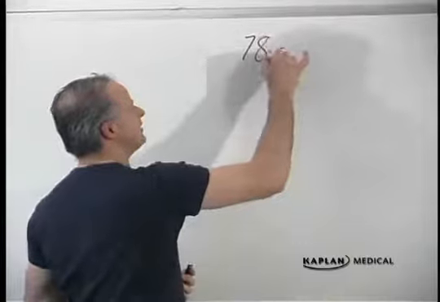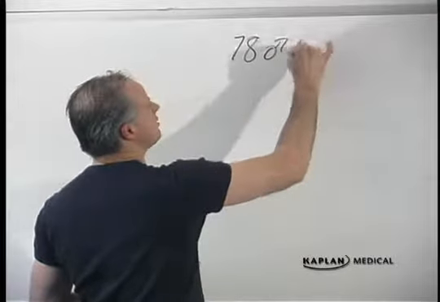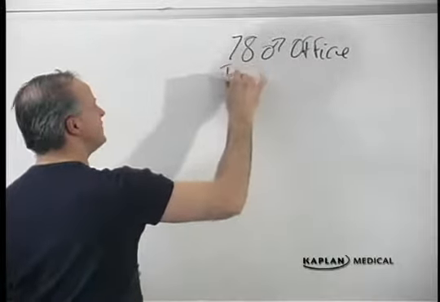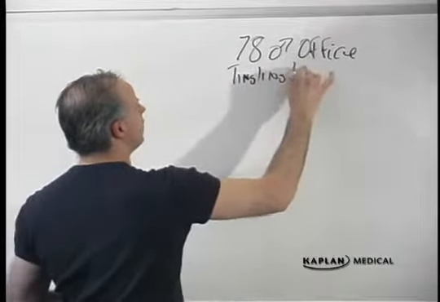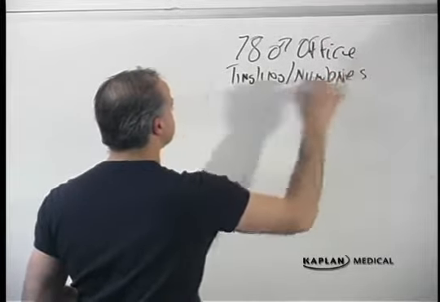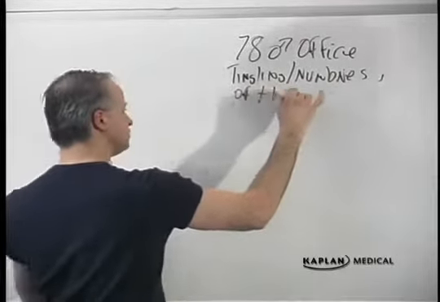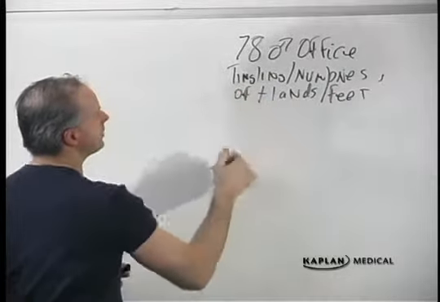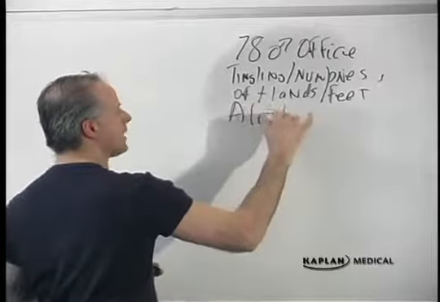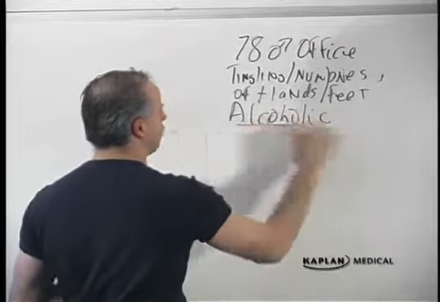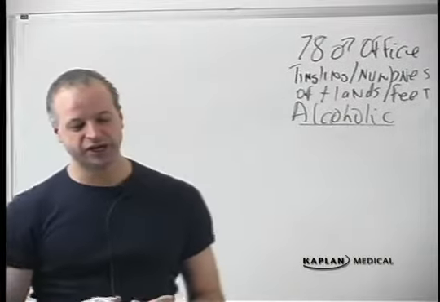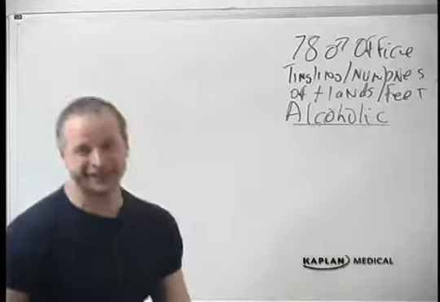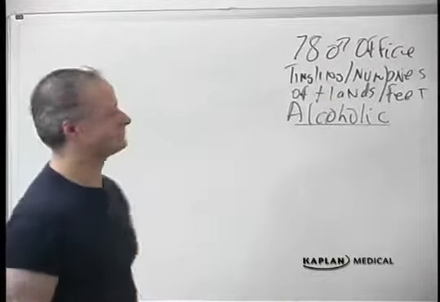We have a 78-year-old man who's coming to the office because he's numb and tingly. Tingling and numbness of his hands and his feet. And the guy has a little memory problem. He is a big-time alcoholic, drinking all the time, and his memory is bad and he's tingling. It's a bad combination.